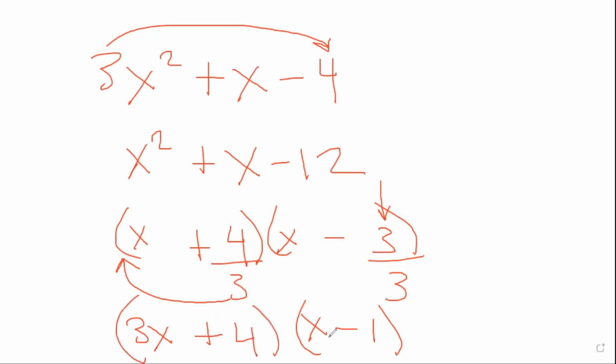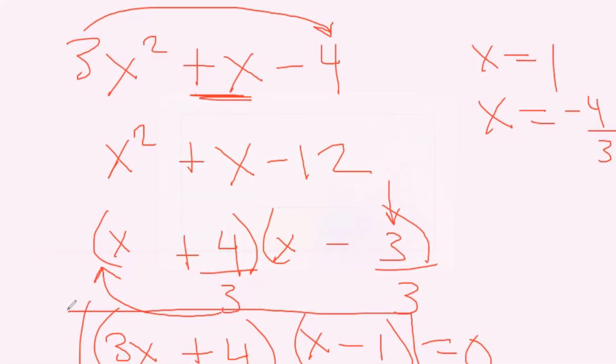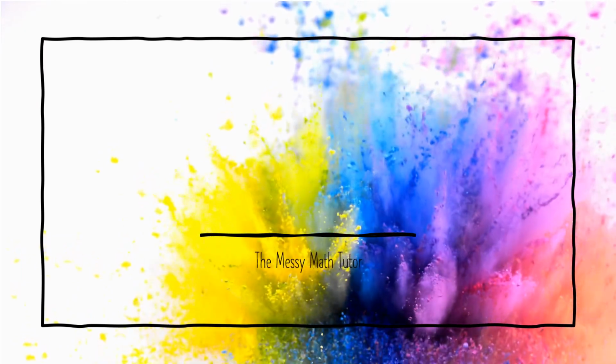So in that case, I can FOIL to check my first term, 3x squared, outer minus 3x, inner plus 4x. That gets me positive 1x. And my last term is negative 4. So again, if we take it a step further, our final answers are x equals 1 and x equals negative 4/3. But if we just needed to factor, that would be our final answer there. So that is slip and slide method.